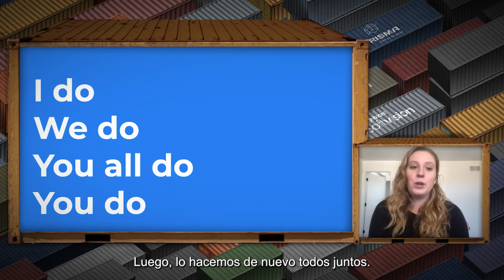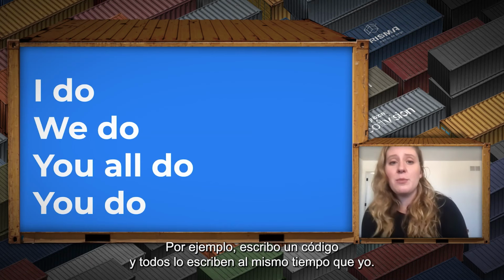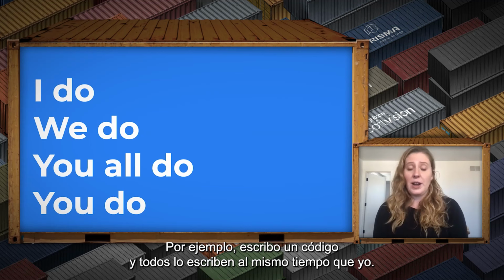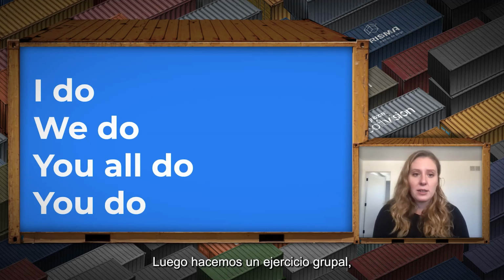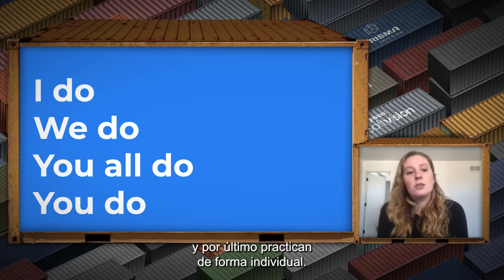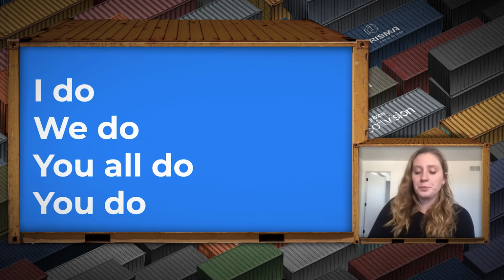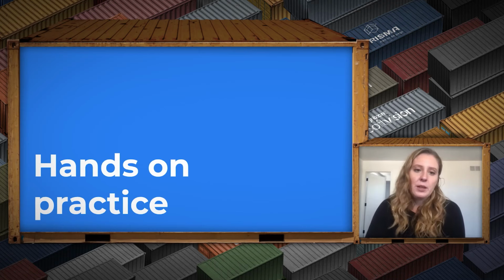Then what we do is we do the thing together. So maybe we do a code along where I am writing code and everybody is writing code along with me. Then you all do. This is an exercise that groups of students do. This allows some students to help out other students in their group. And then you do, which is the individual part. And I follow this for all the workshops that I teach as well.